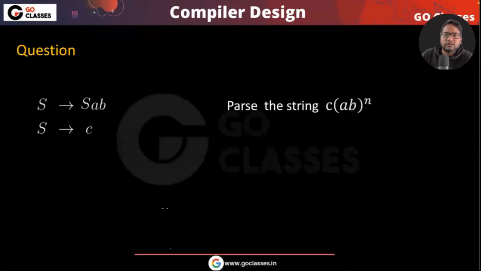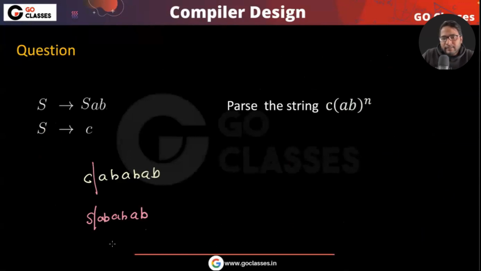Let's just do this also. Parse this string. This is AB power n, which means multiple ABs basically. So let's take 3 or 4 ABs: C, AB, AB, AB. So it will read C. Should you be reducing the C to capital S? Tell me quickly. Yes, right.